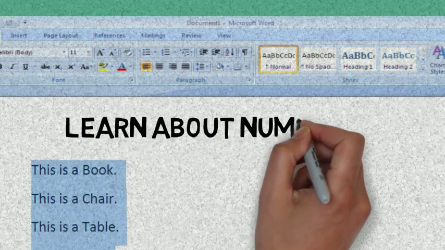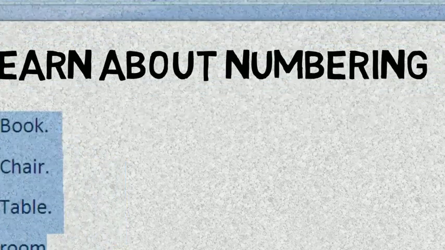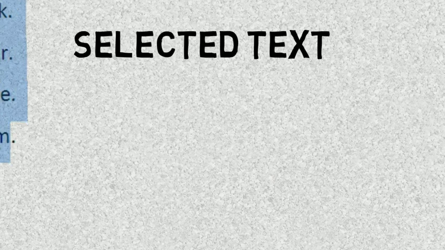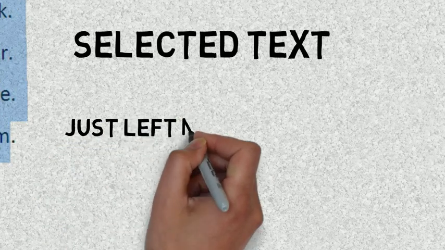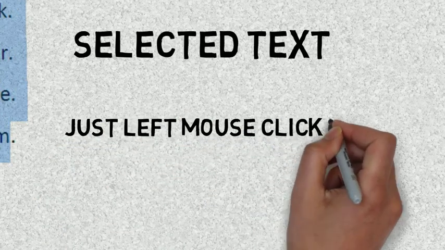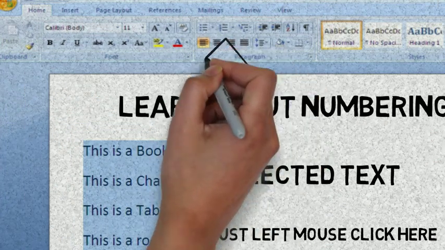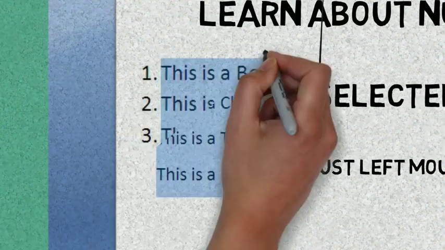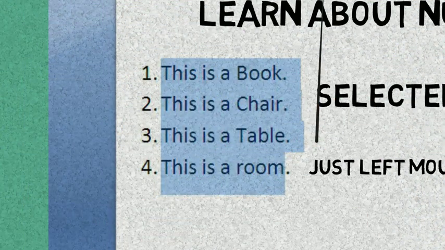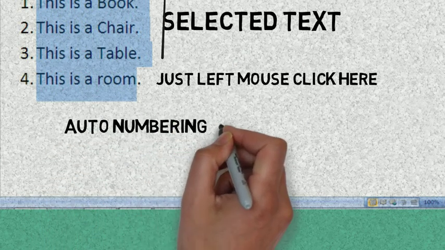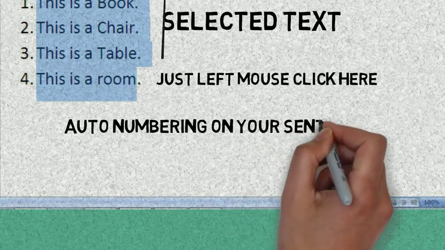Learn about numbering. This is selected text. Just left mouse click here. Here. Auto numbering on your sentences.